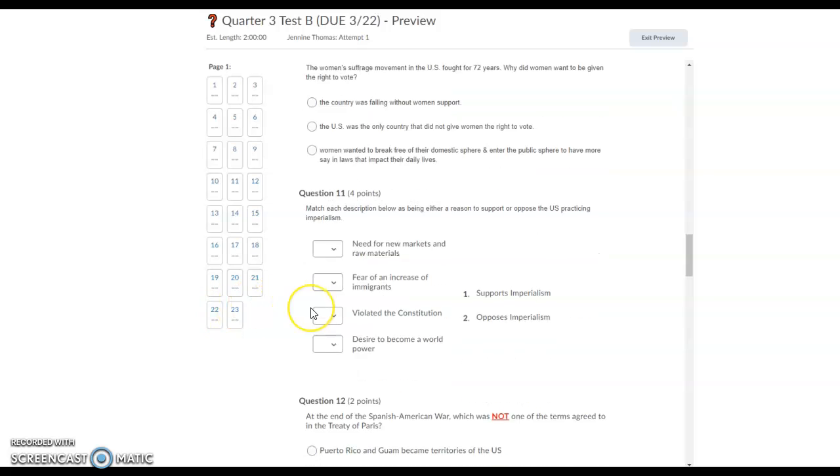Question 11. Match each description below as being either a reason to support or oppose the U.S. practicing imperialism.